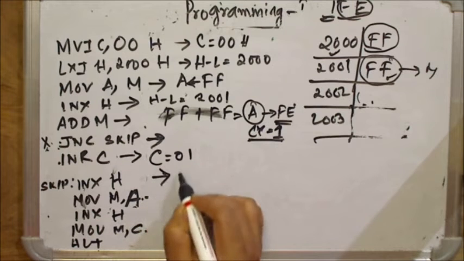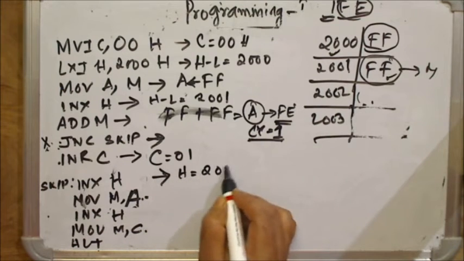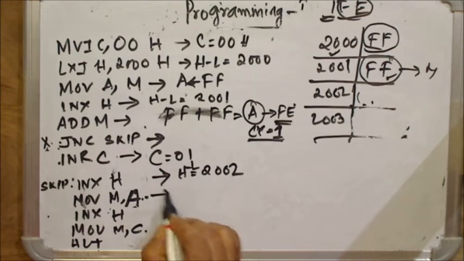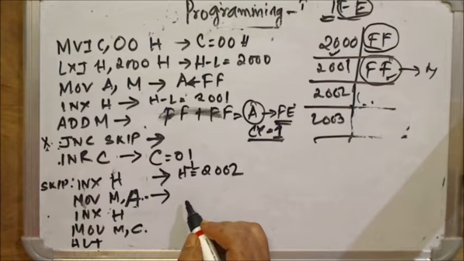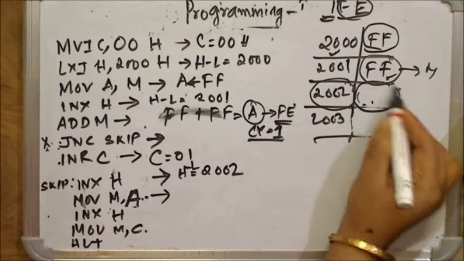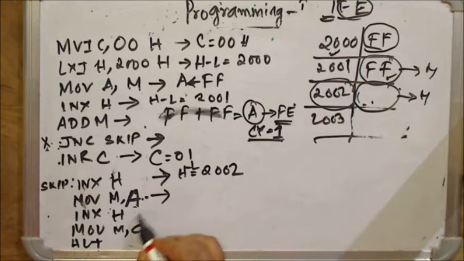INX H. So H will be 2002. HL pair will be 2002. Okay. Then move M comma A. Once it comes to 2002, which is our new M, this location is our new M. So what is there in A?